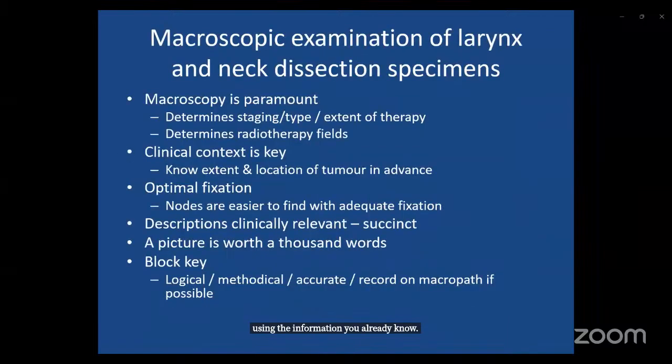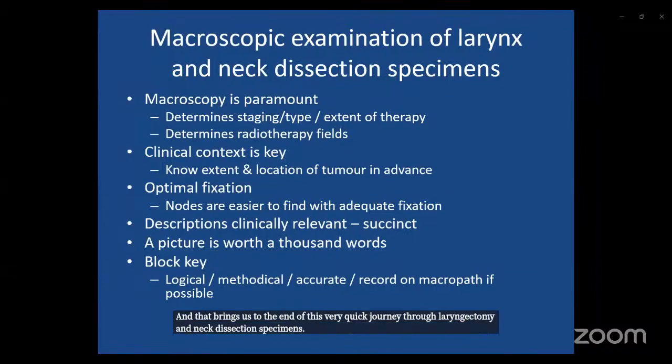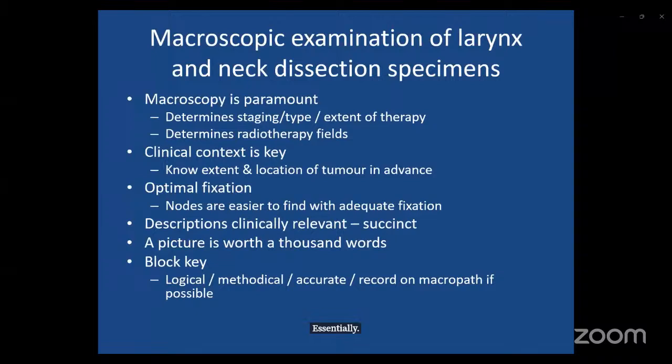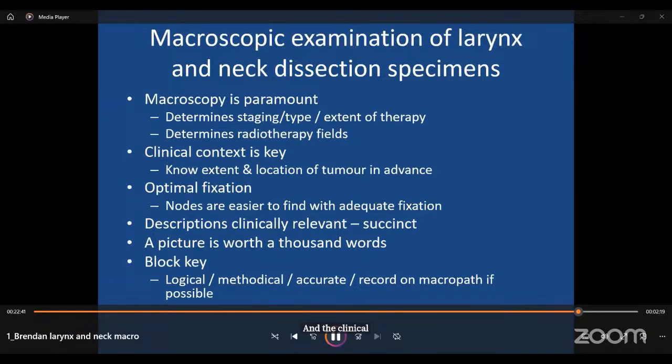And that brings us to the end of this very quick journey through laryngectomy and neck dissection specimens. Essentially, if your macro is not optimum, then your microscopy report is not going to be any good either. Microscopy determines the stage, the type and the extent of therapy, and determines the radiotherapy fields. And the clinical context is key, so you have to know the extent and the location of the tumour, and you can find this information out. If it's not on the request forms, you can find it out from elsewhere.